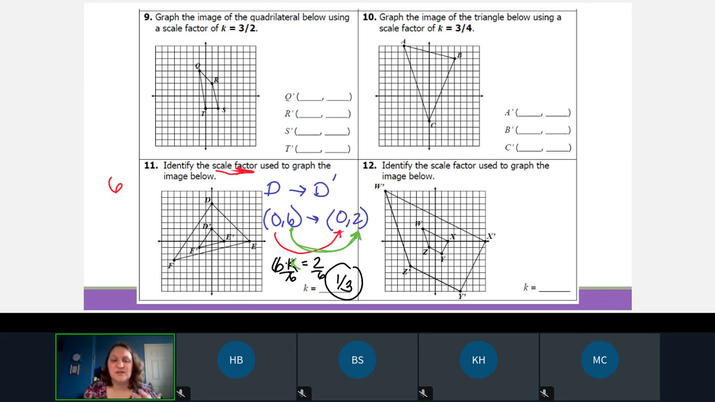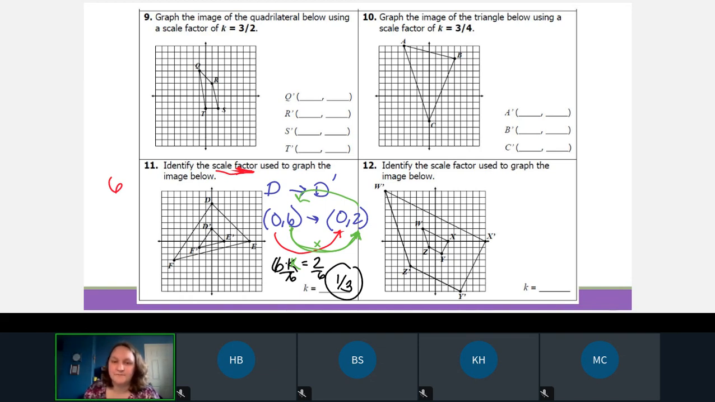Set up your equation. Your pre-image times your scale factor equals your image, and then just solve for your scale factor. Usually it's just a simple divide. When you do the 2 divided by 6, you'll divide both sides by 6, and 2 divided by 6 reduces to 1/3. If you wanted to go the other way, I just caution you with that. Like you could say, okay, well, 6 to 2, I'm multiplying, so 2 to 6, I'm dividing. Maybe that's what you're thinking. That would work.